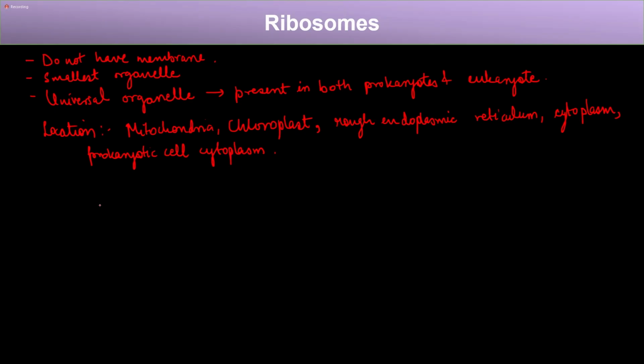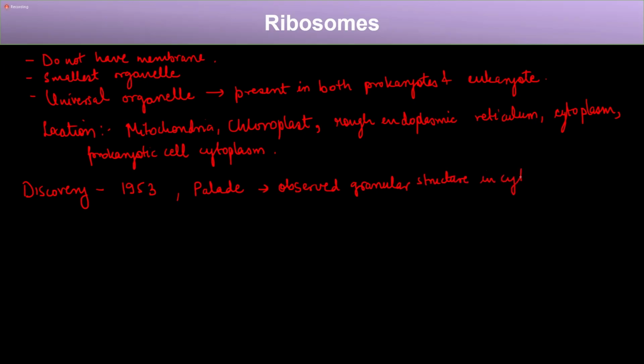Now, if we talk about the discovery, the ribosome discovery took place in 1953. In 1953, a scientist named Palade observed a granular structure in the cytoplasm, which he called a ribosome.